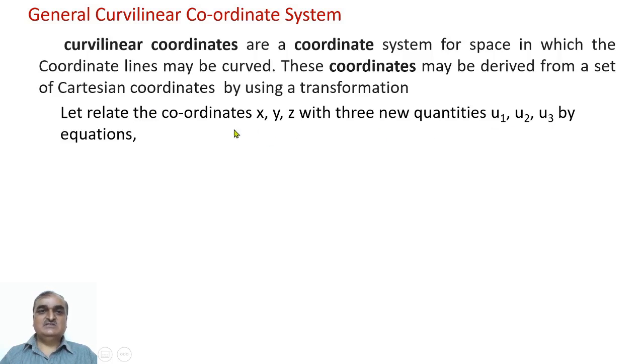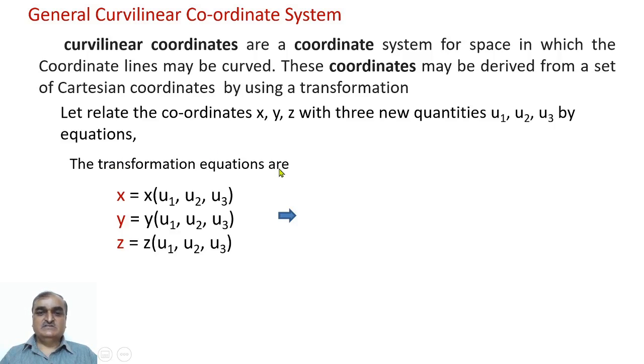That is, in this topic, we are going to generalize the coordinate system. In previous lectures, we have studied the Cartesian coordinate system, spherical polar coordinate system, and cylindrical coordinate system. The Cartesian coordinate system uses coordinates xyz, the spherical polar coordinate system uses coordinates r theta phi, and the cylindrical coordinate system uses coordinates rho phi z.